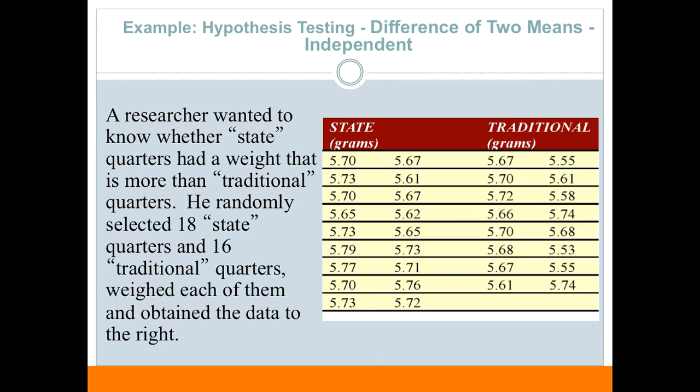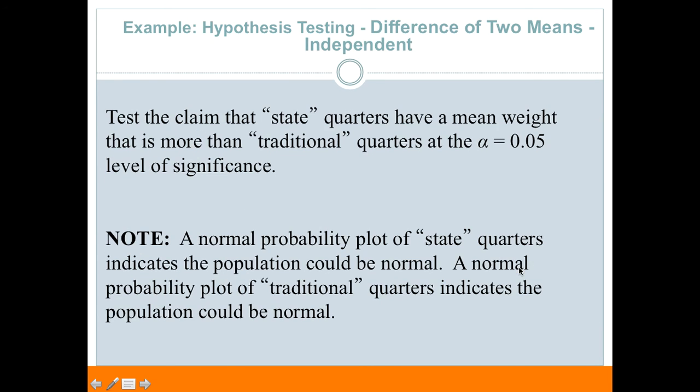So a researcher wants to know whether state quarters had a weight that is more than a traditional quarter. So he goes and randomly selects 18 state quarters and 16 traditional quarters. Now, these quarters have absolutely nothing to do with one another, so they're independently obtained. And the data looks like this. So we have our state quarters, we have our traditional quarters. And we want to test the claim that state quarters have a mean weight that is more than the traditional quarters. Now, a little note here, if we look at a normal probability plot of state quarters, it indicates that the population could be normal, and the same is true of traditional.